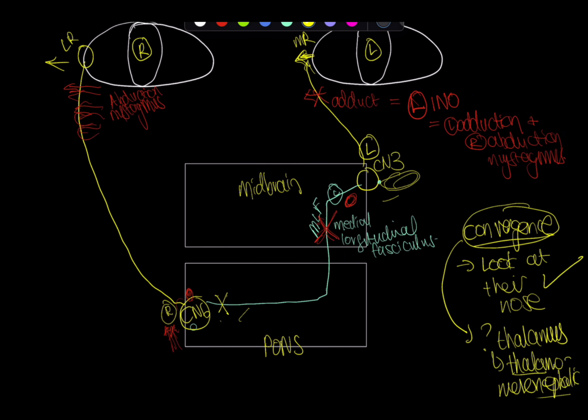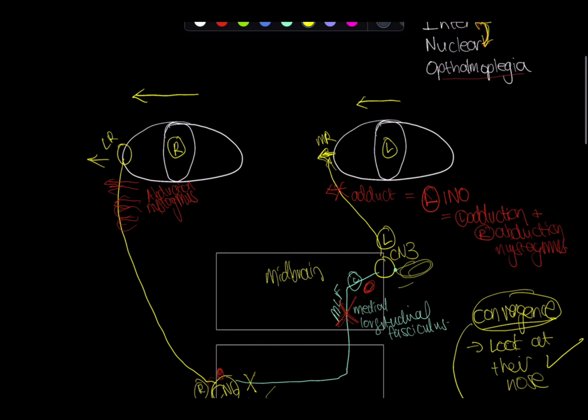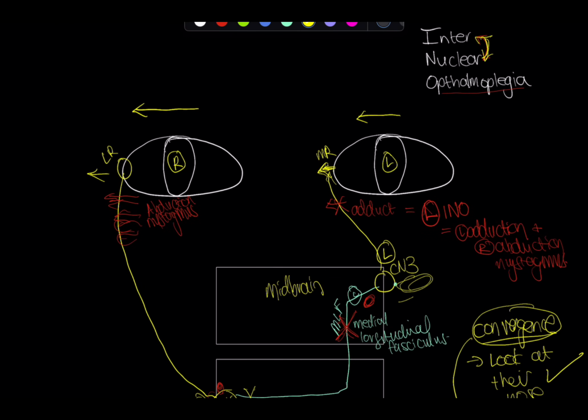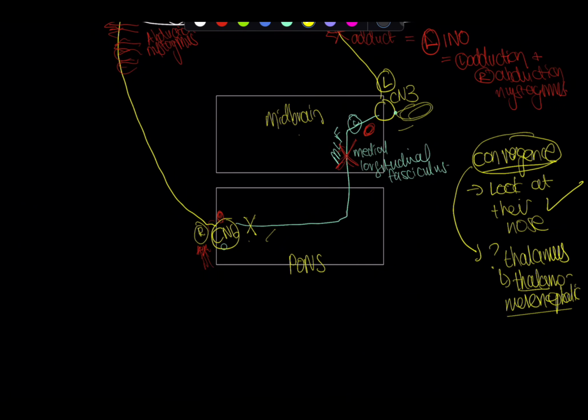So that's basically in a nutshell how you would tell what an internuclear ophthalmoplegia is, which direction is being impaired, or rather which specific MLF is intact versus which is broken. And then you can take it a step further and ask yourself, is the lesion in the midbrain or is the lesion in the pons? That's to understand an INO.